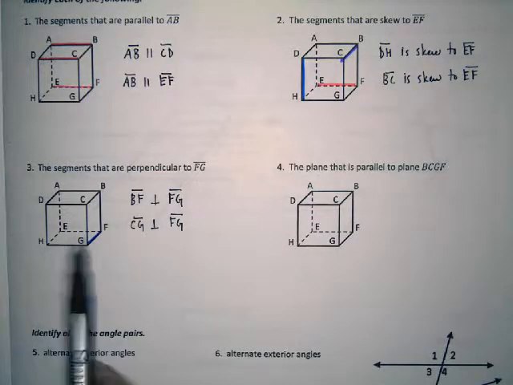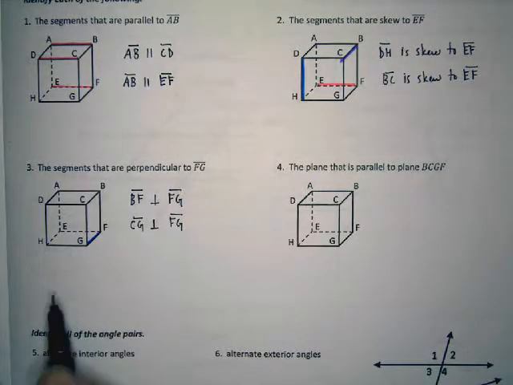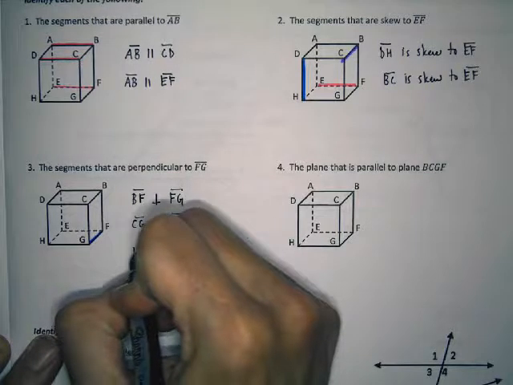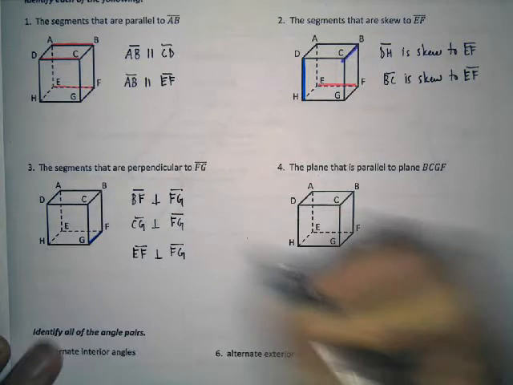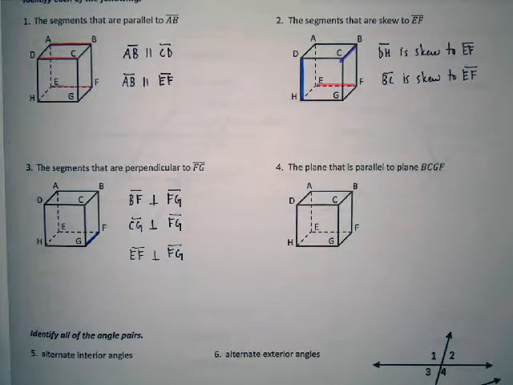And I could also consider where these meet at the floor. So segment EF would also be perpendicular to FG. So you can see a lot of times we have a number of different options for picking these segments.